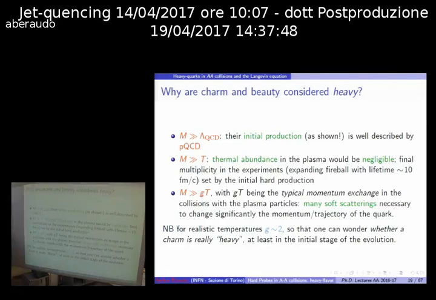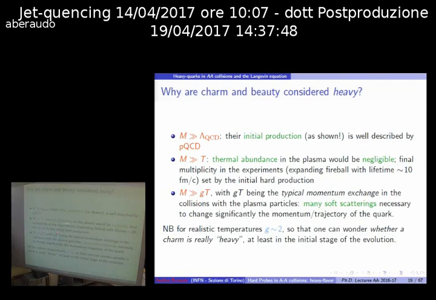So why are charm and beauty considered heavy? Well, of course, due to their mass, but their mass is big with respect to what other scale? First of all, it is much bigger than lambda QCD, so that their initial production is well described by perturbative QCD. But secondly, their mass is also much larger than the temperature of the medium. So we have a mass for the charm around 1.5 GeV, and the temperature of the medium, which at the beginning can be in the most central region around 400 MeV. And for the beauty, we have a mass of around 4.8 GeV.